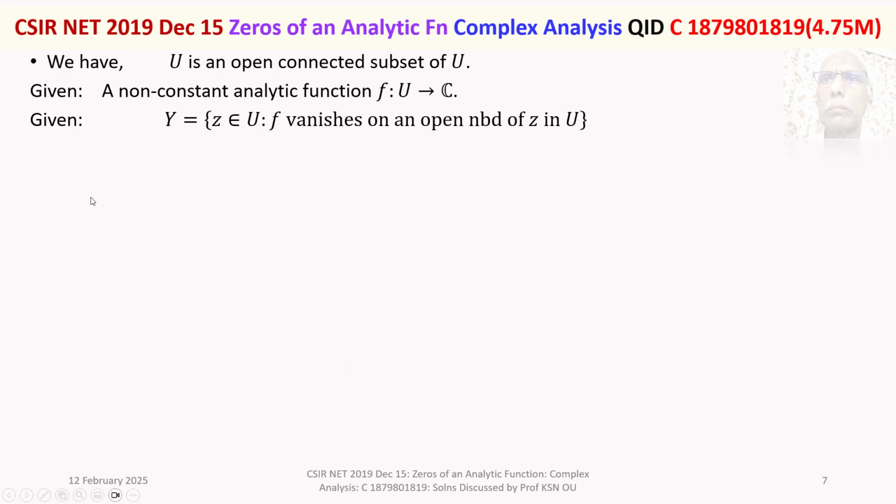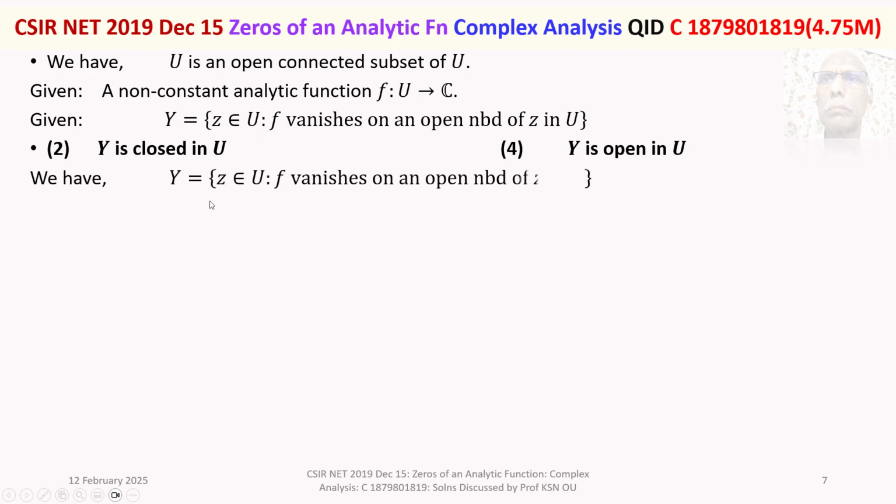We take capital Y. What is capital Y? The set of all z belonging to U such that f vanishes on an open neighborhood of z in U. So we look at options 2 and 4. Option 2 says Y is closed in U. Option 4 says Y is open in U.